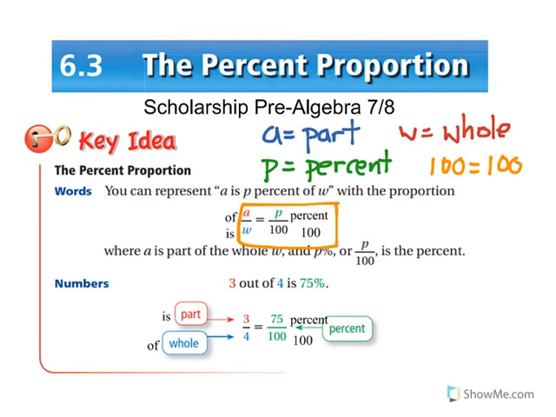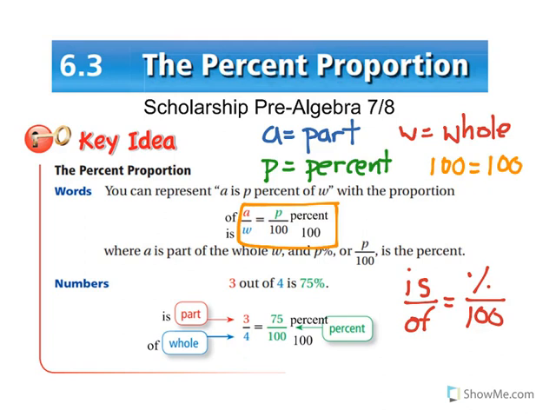Now, the other percent proportion that I use, what I grew up using, is is over of equals percent over 100. I think that both of these have their place, where it's easier to use one of the proportions in some parts, and in other problems it's easier to use the other proportion. So it's really up to you which one you want to use, and just kind of fool around with it, see what you like. Again, so we're not confused here, we have is over of equals percent over 100.